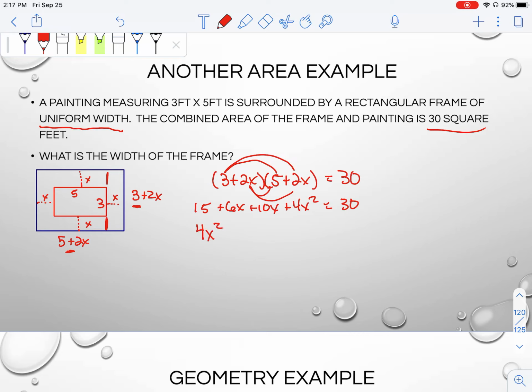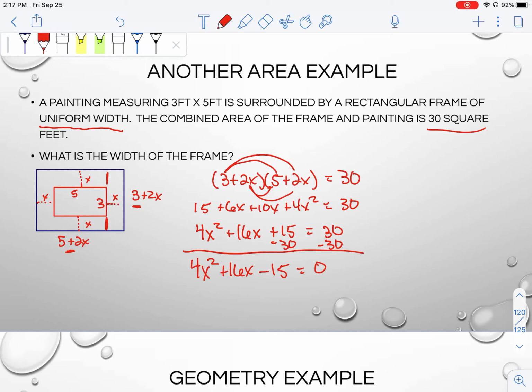So 4x squared plus 16x plus 15 equals 30. And in order to solve this, it's got to be equal to 0. So I'm going to subtract 30 on both sides. So there's our quadratic equation.